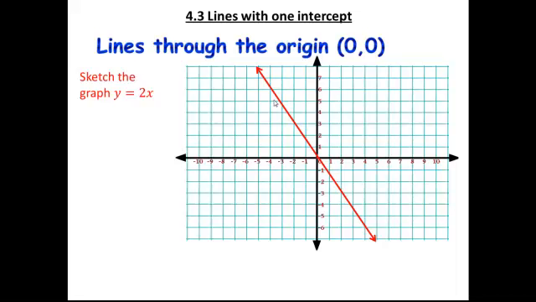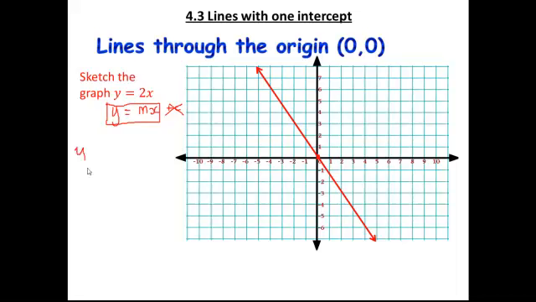Okay, we'll just look at one more type of line that only has one intercept, and these are lines that go through the origin. So you can see here that this goes through the point (0, 0), and it doesn't cross the x or y-axis at any other point because it's a straight line. These graphs are always going to be in the form y = mx. There's no plus c in this case, because remember c is the y-intercept, and if the y-intercept is 0, then we're just adding 0. So graphs that are just in the form y equals something times x are going to go through the origin. That's how you'll know.